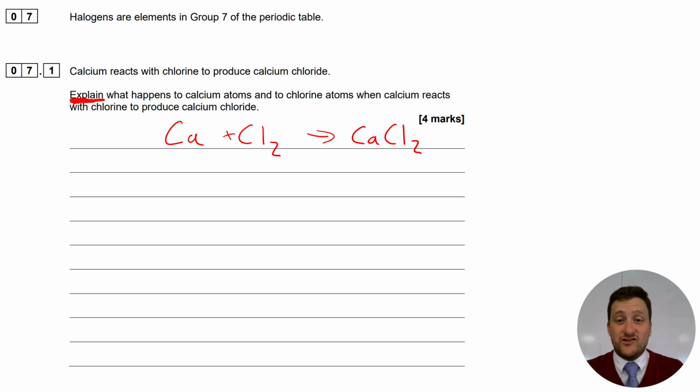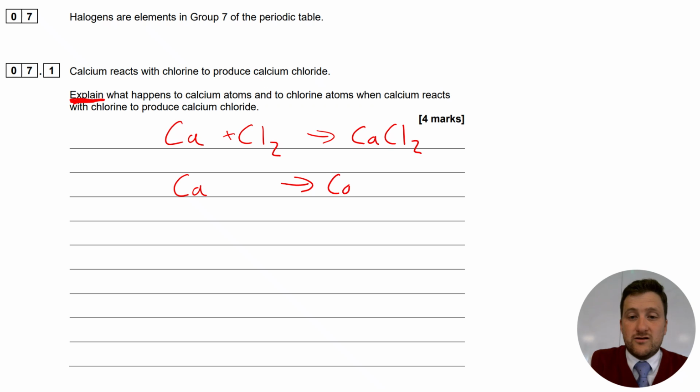It is a nice easy one. It is a nice balanced symbol equation already, which makes it easier, but now we just have to explain what happens to our calcium. Well, this is our balanced symbol equation. We can separate it into a half equation. I'm going to say our calcium is turning into calcium 2+. Well, how does that happen? It loses 2 electrons. This is what we call oxidation.